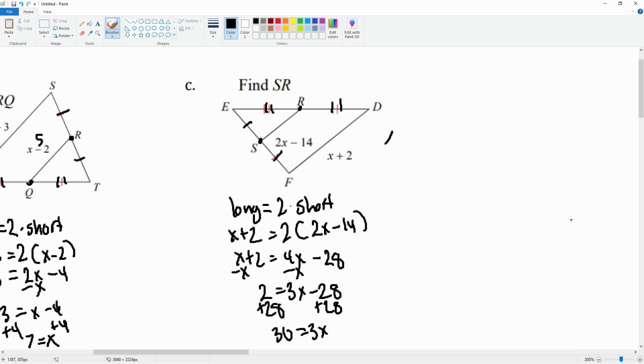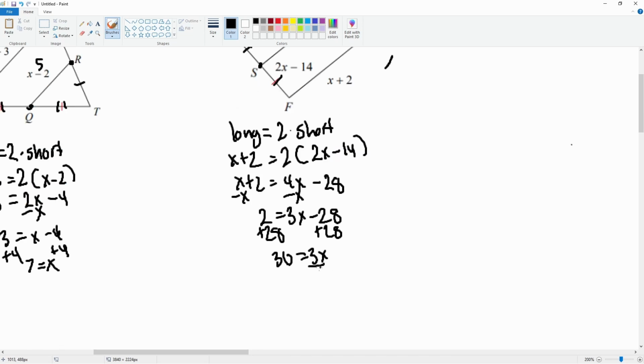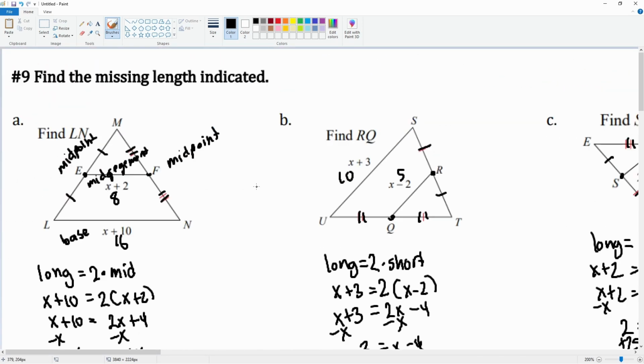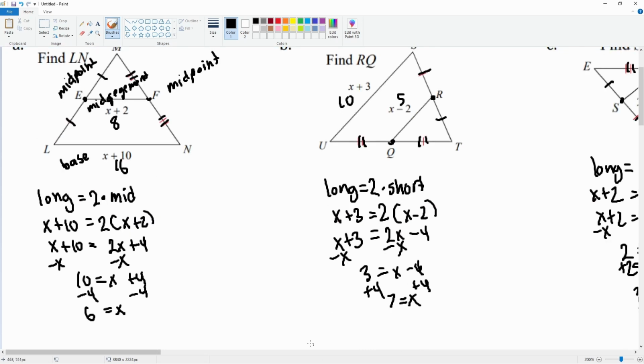Ooh. Right, so let's divide by 3 to both sides now. This cancels on the right hand side, leaving you with an x. 30 divided by 3 is 10. There you go. That is how you solve for all these problems. These are all midpoints and mid segments. Okay, there we go. Oh, let's double check.